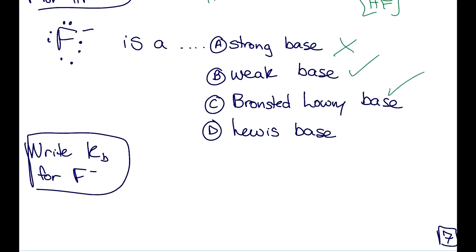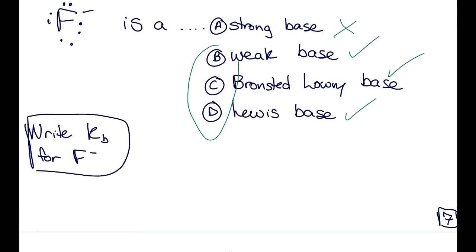Is it a Lewis base? Yes, it is, because Lewis bases donate electrons. Are there any electrons on this fluoride that could be donated? Yeah, there's a huge number of electrons there. So this is definitely going to act like a Lewis base as well. See how all of the base things except the strong ones are selected here.